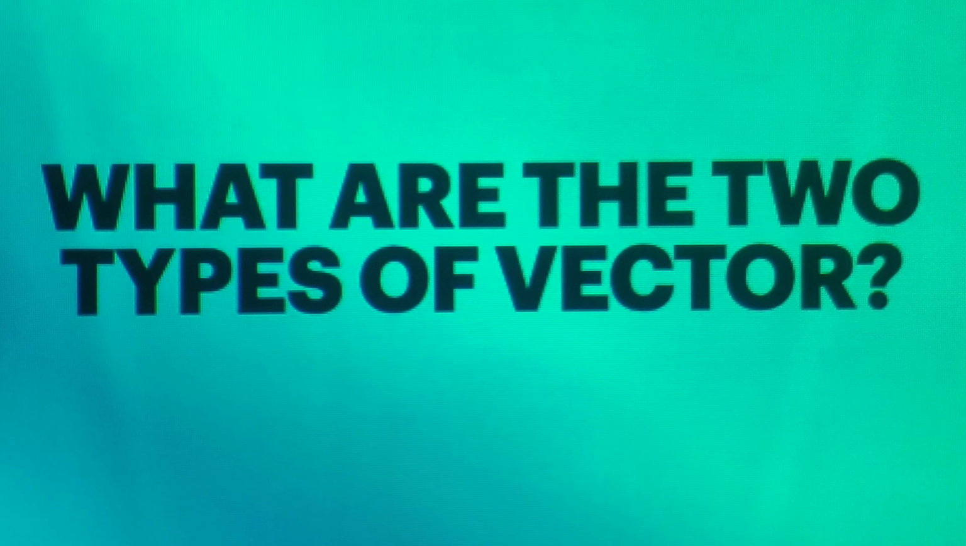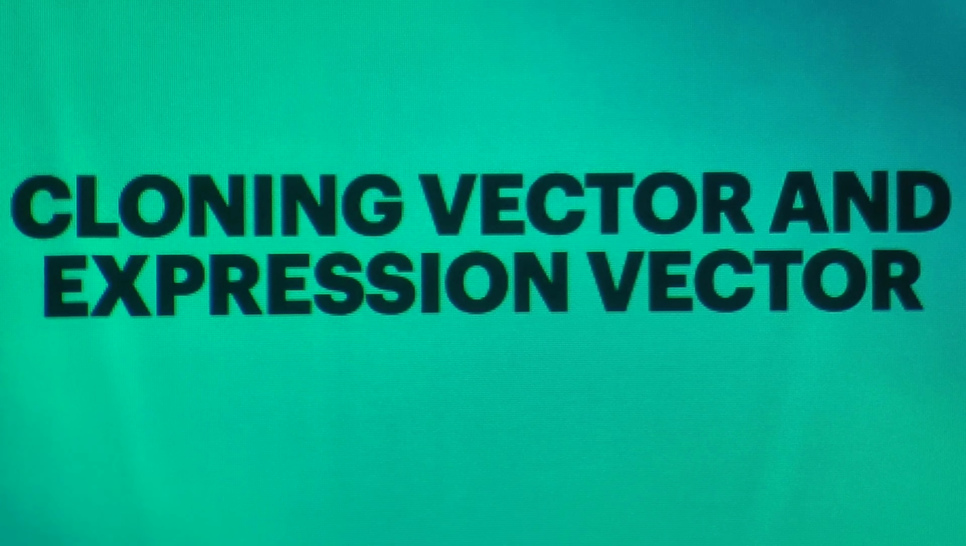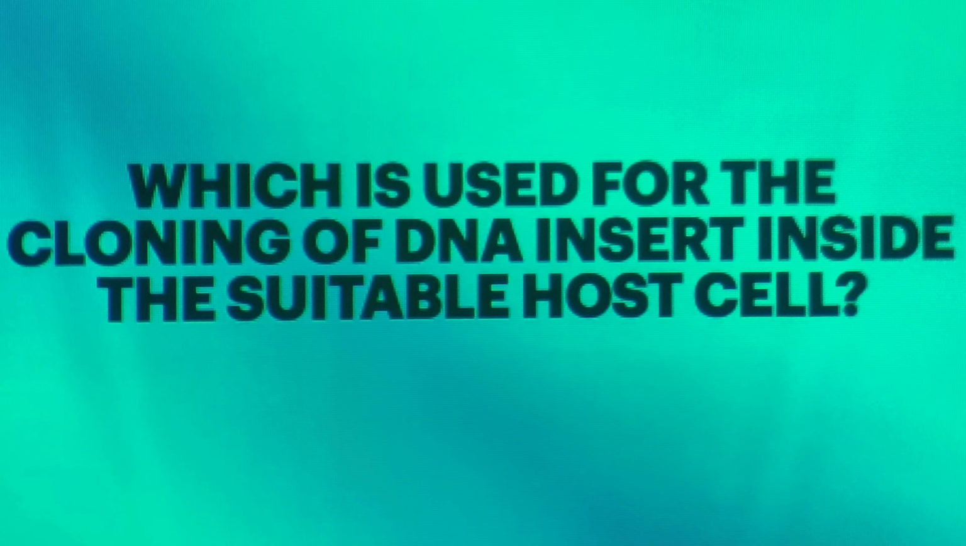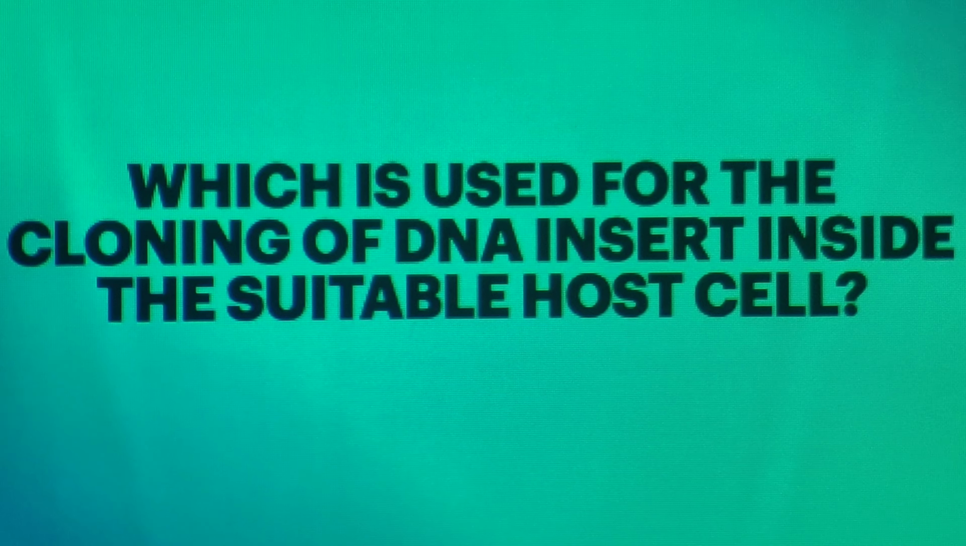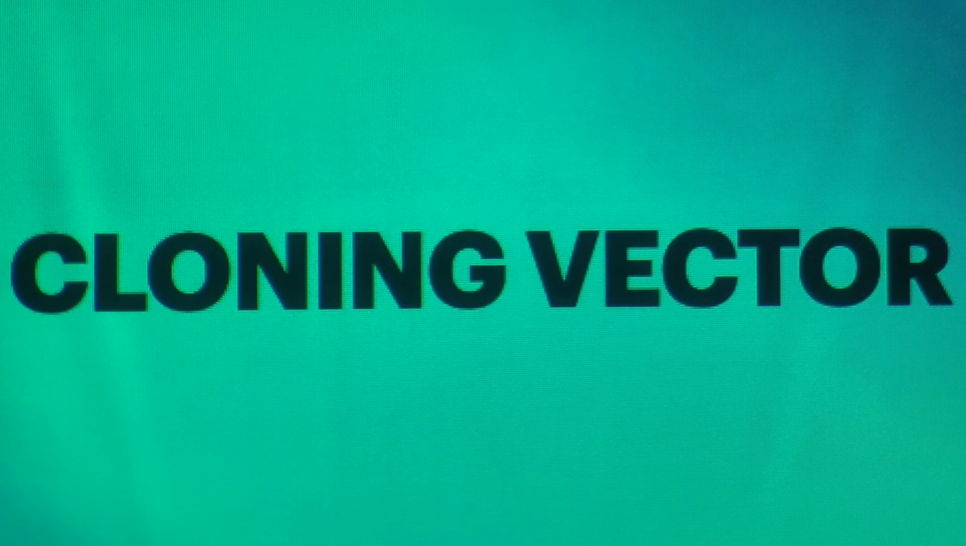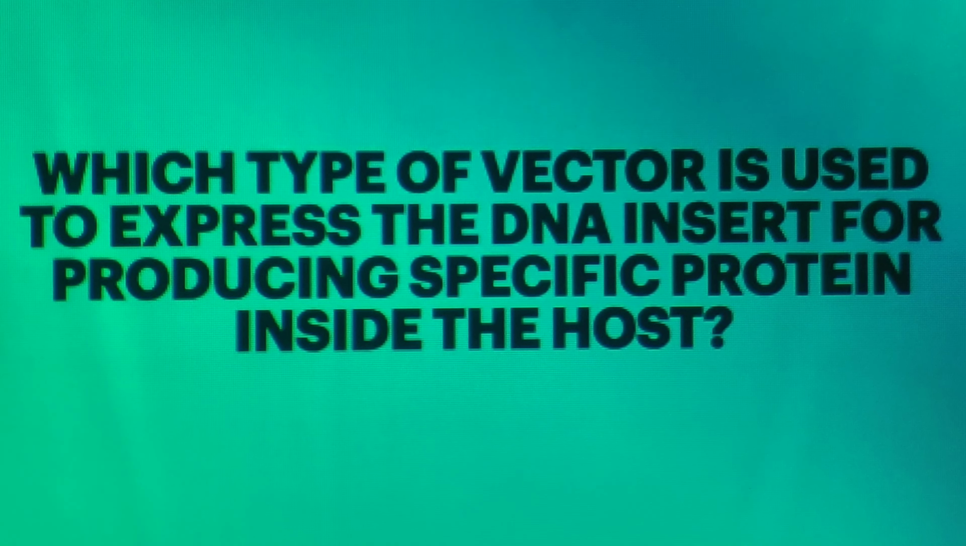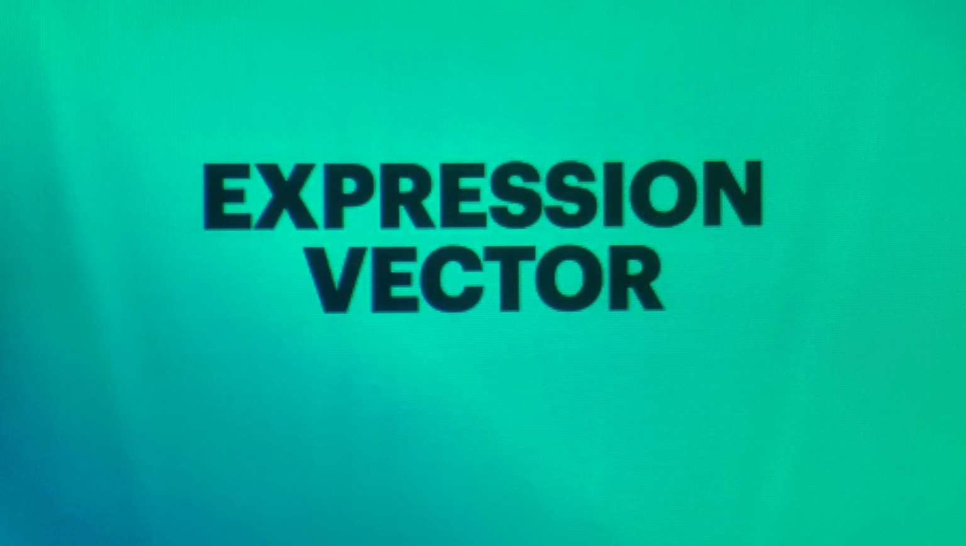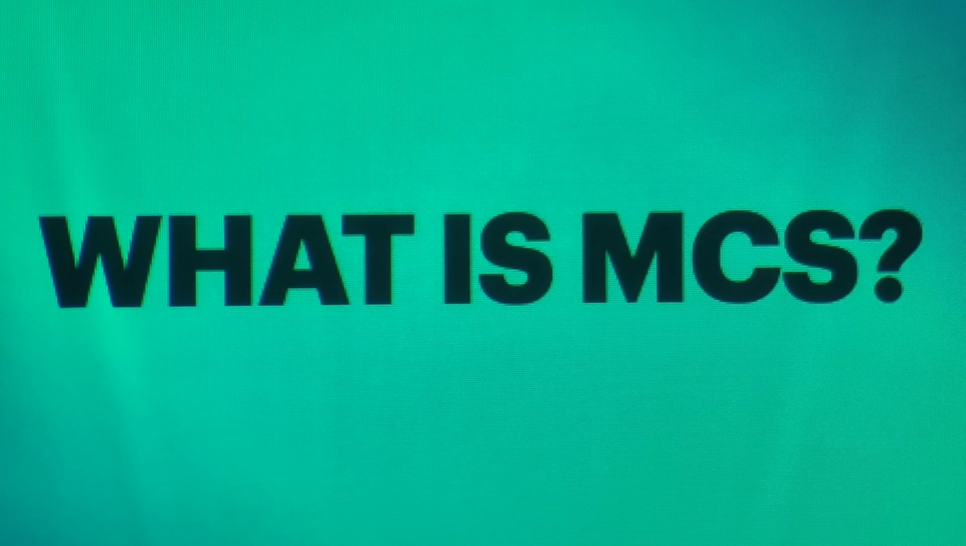What are the types of vector? Cloning vector and expression vector. Which is used for the cloning of DNA insert inside the suitable host cell? Cloning vector. Which type of vector is used to express the DNA insert for producing specific protein inside the host? Expression vector. What is MCS? Multiple cloning site.